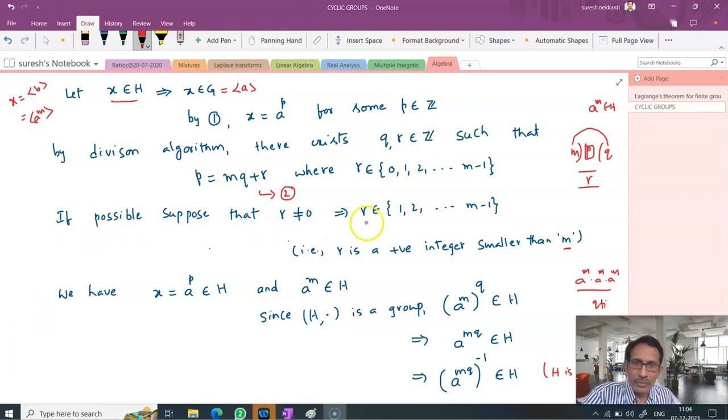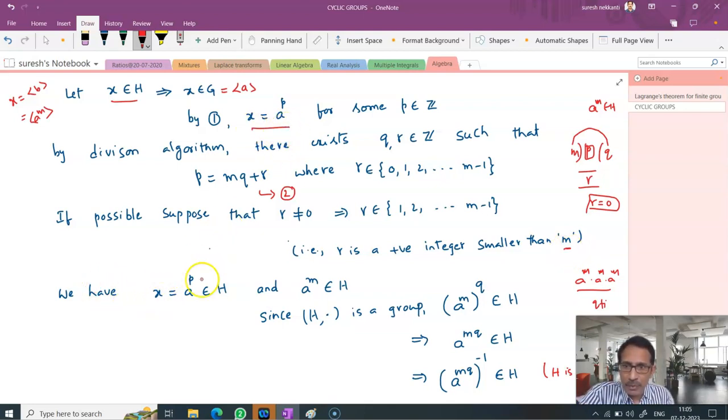Now, what we will prove is that R is 0, and we will prove this by the method of contradiction. Let us assume that R is not equal to 0. Then R can be 1, 2, and so on up to M minus 1, because R is not 0. Then R is a positive integer, but smaller than M. Please remember this.